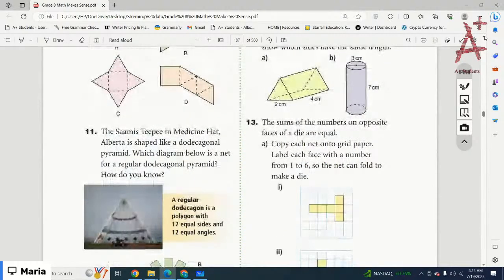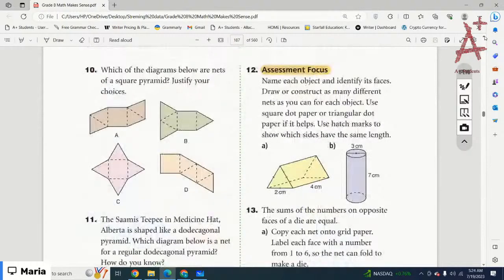Okay, question number 12: name each object and identify its faces. Draw or construct as many different nets as you can from each object. Use square dot paper or triangular dot paper if it helps. Use hatch marks to show how many sides have the same length. Okay, you can do question number 12 on your own.